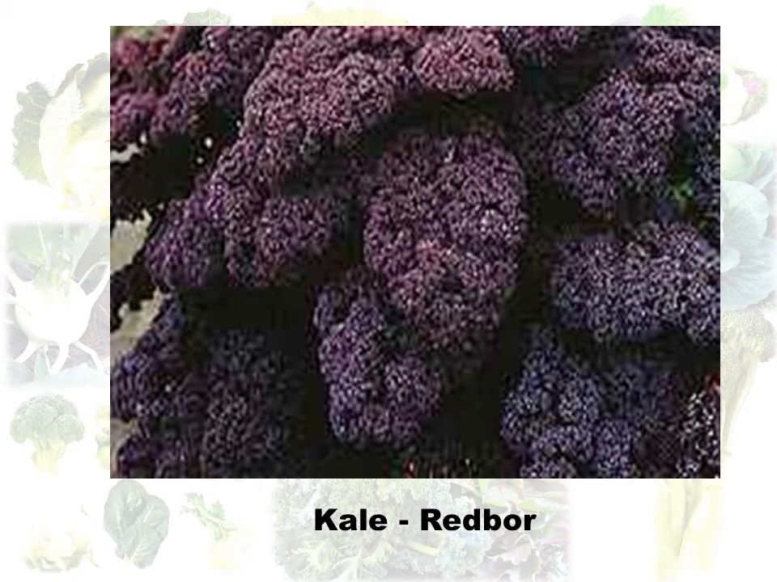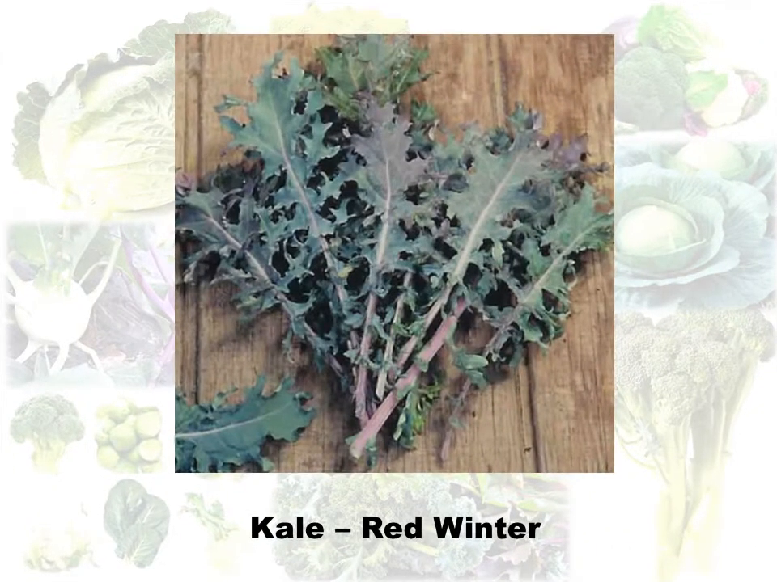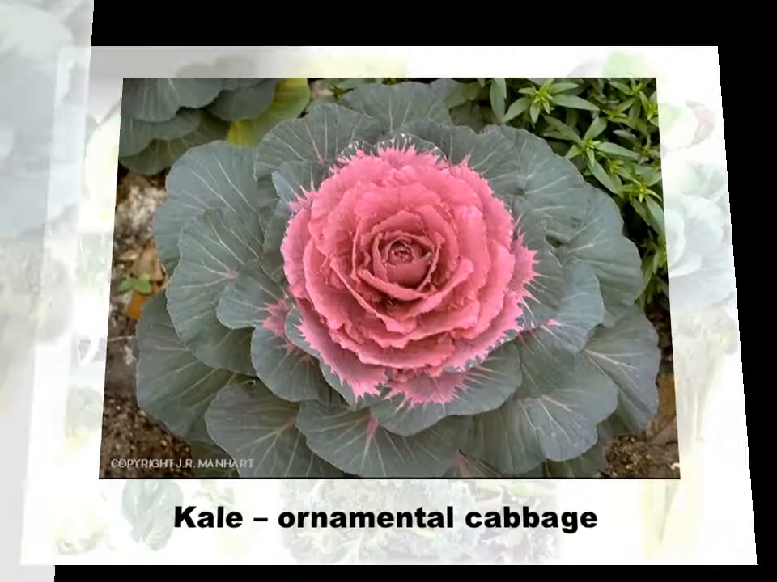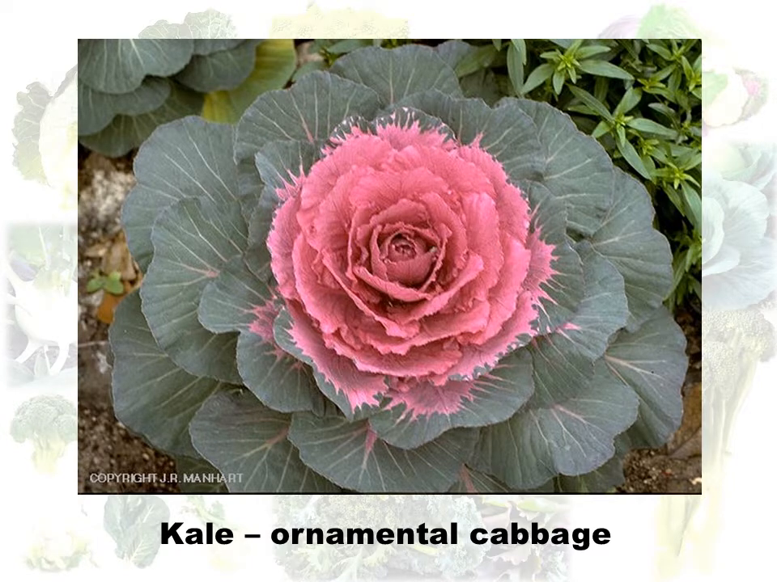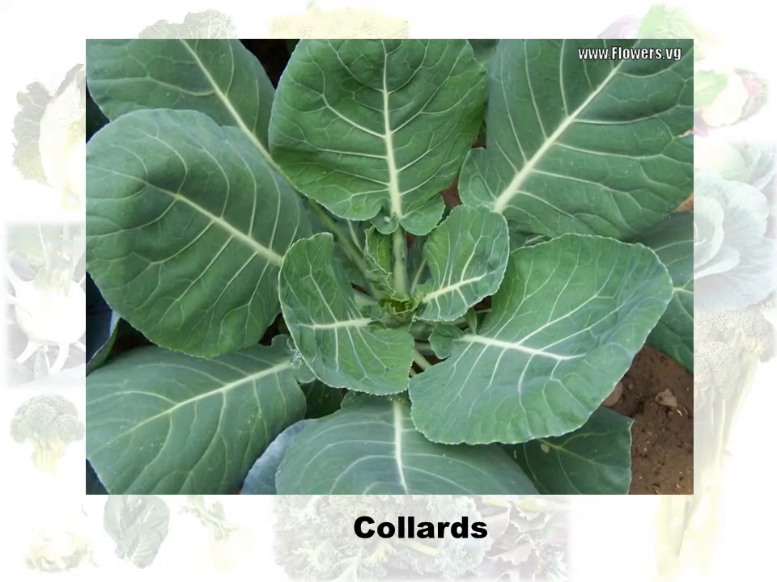So this is the kale. This is the red kale. Then this is the ornamental kale cabbage. You might have seen these in different gardens on different occasions. These plants are generally planted for ornamental purposes. These are collards.